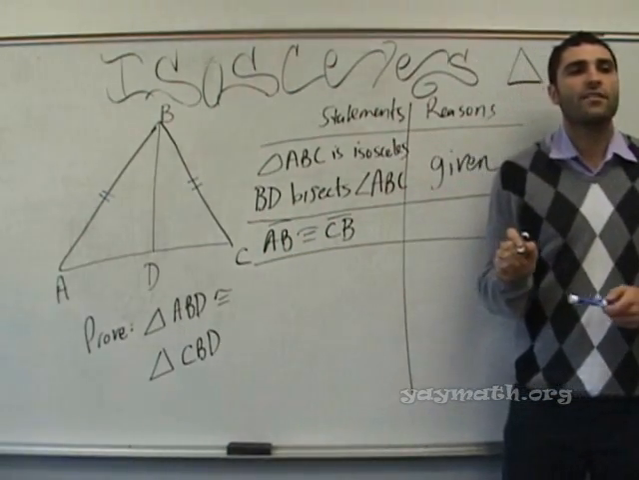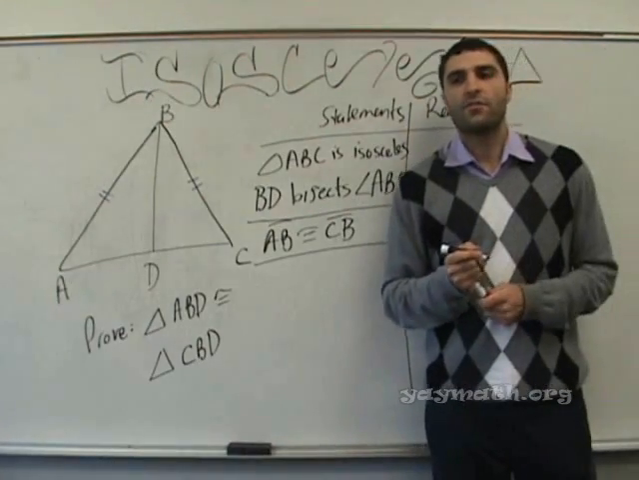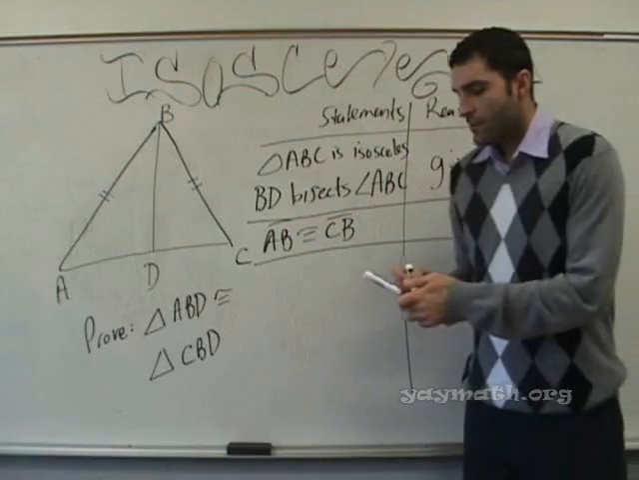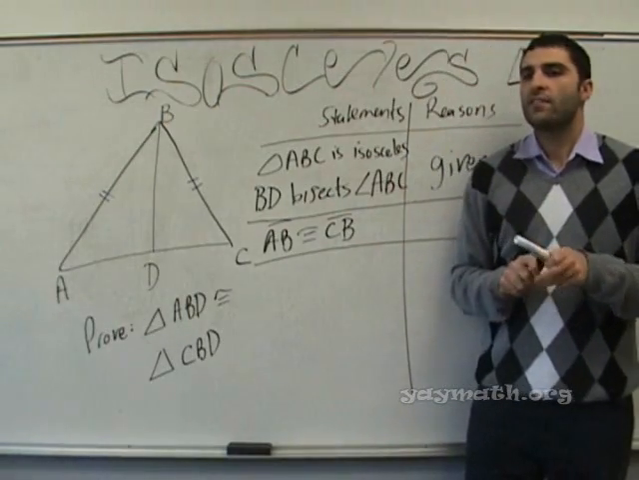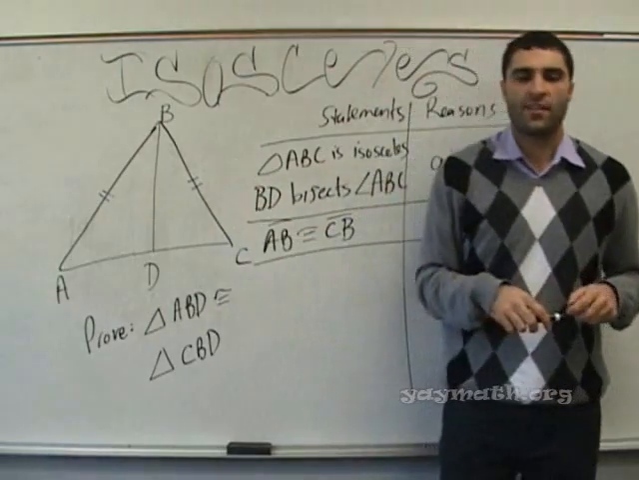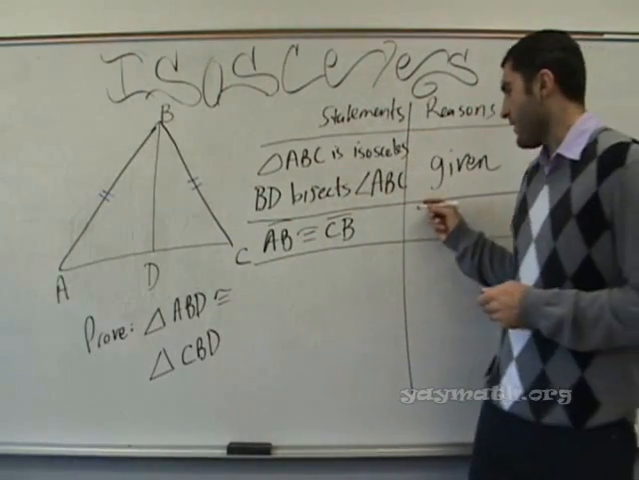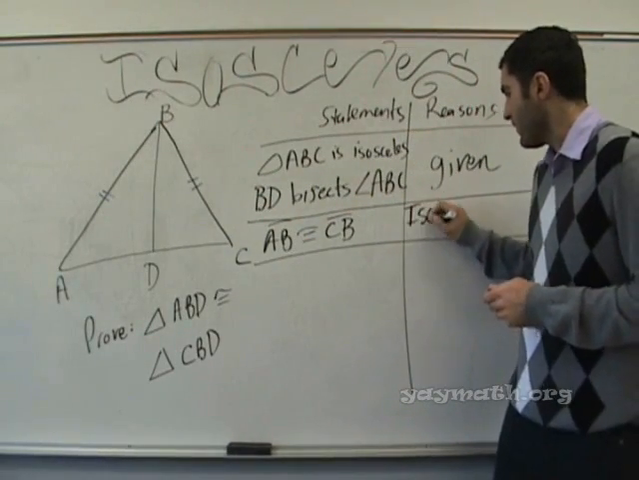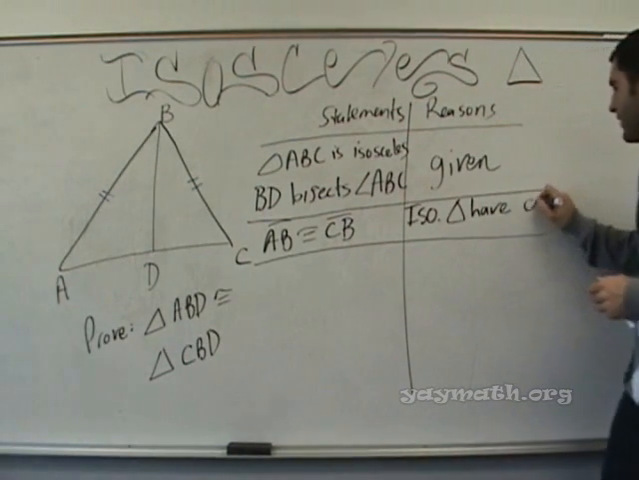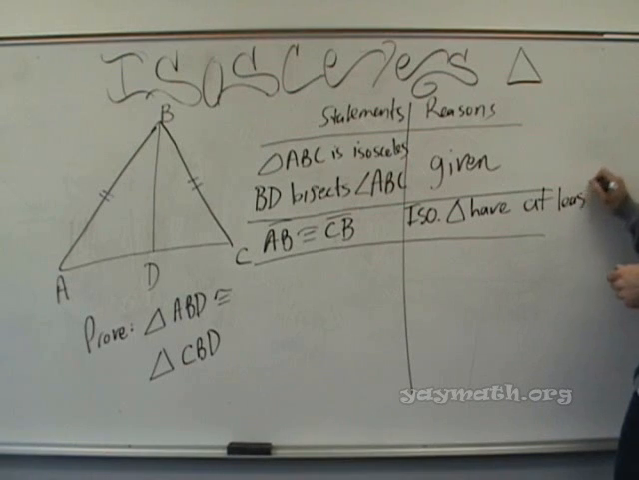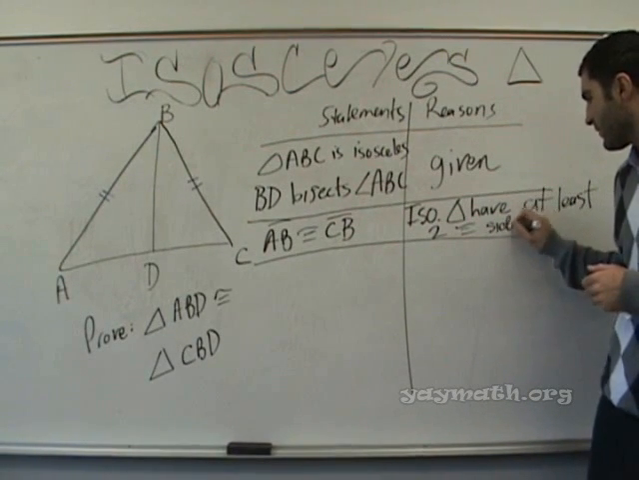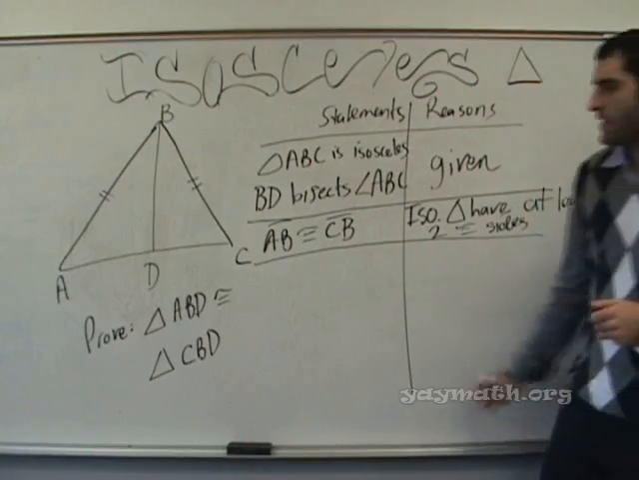Isosceles triangles have two congruent sides. We could even slide in definition of isosceles triangle. So the definition of an isosceles triangle is more than the fact that these two are the same, so we're going to just explain. Isosceles triangles have at least two congruent sides. Okay, so that's one.